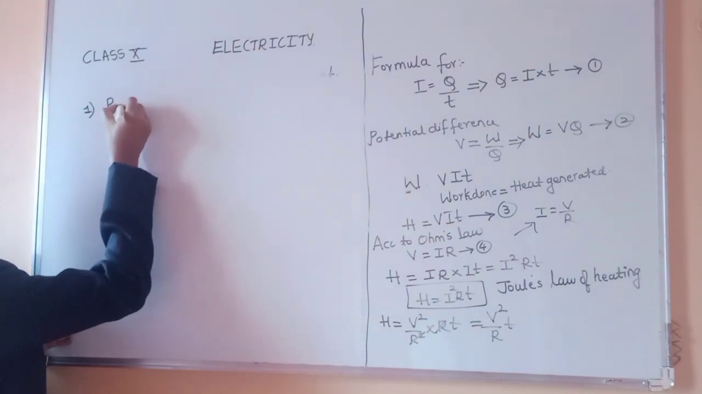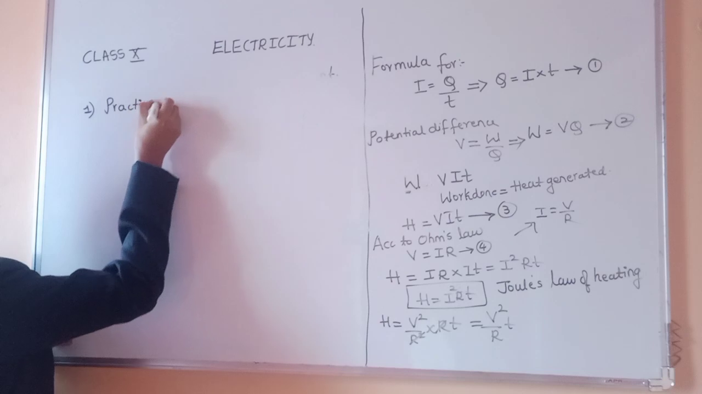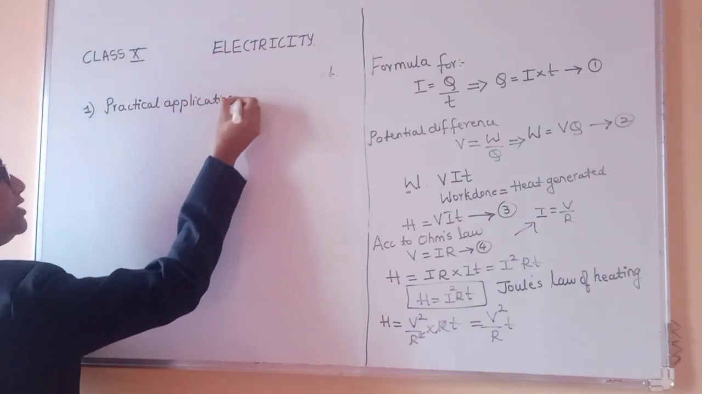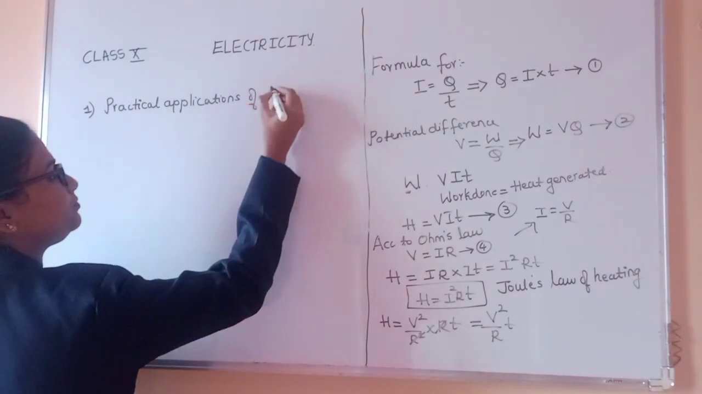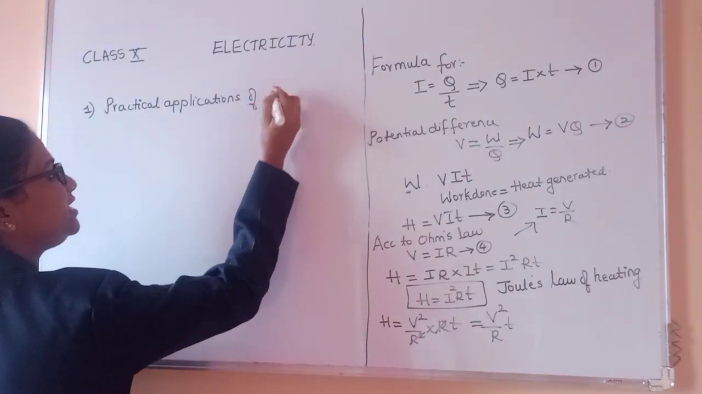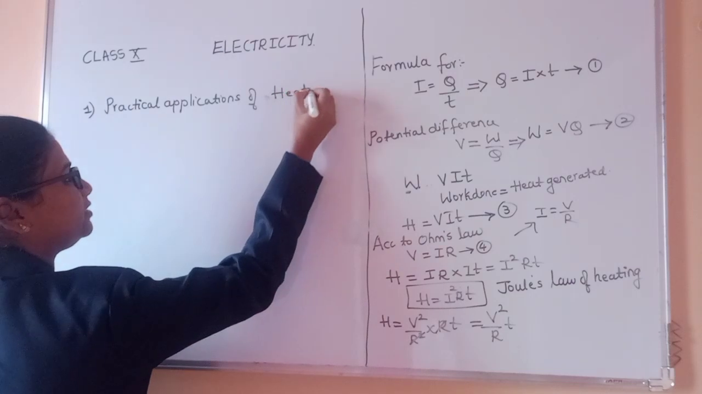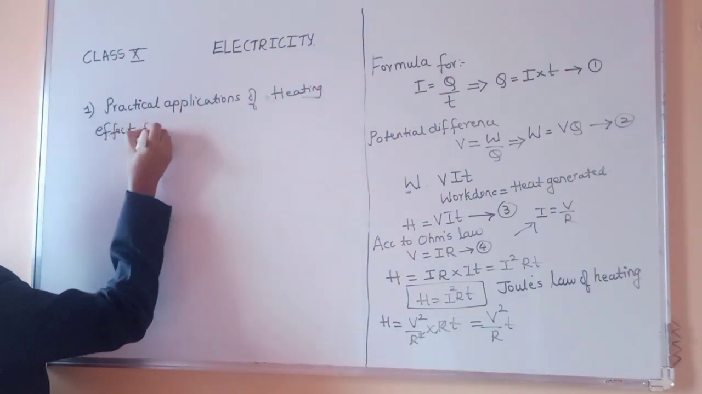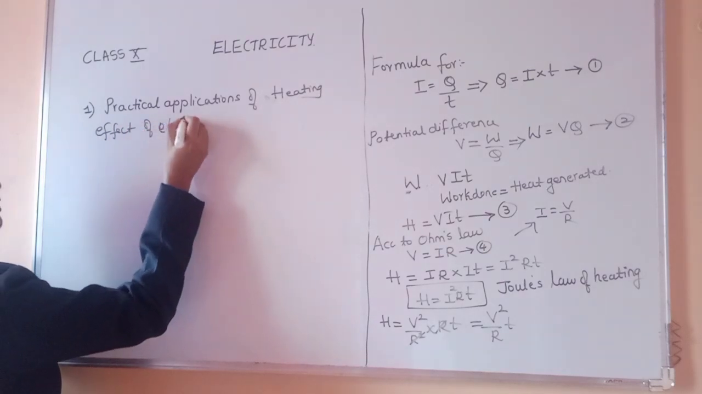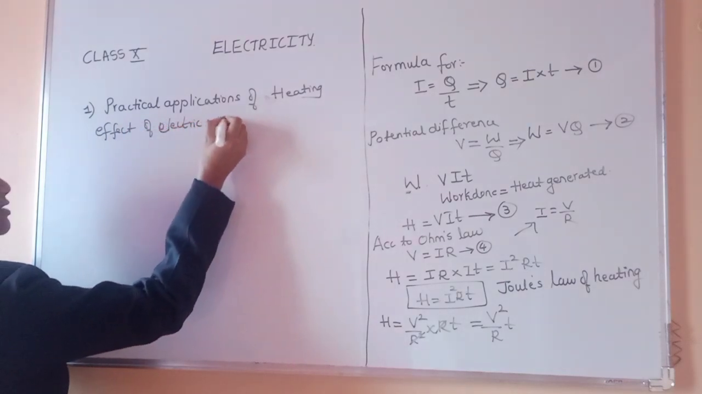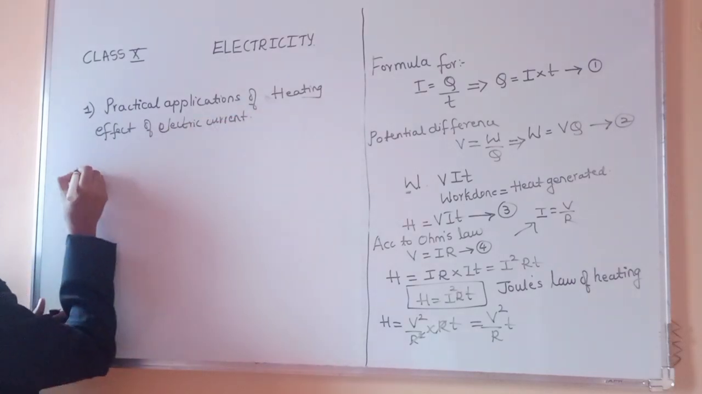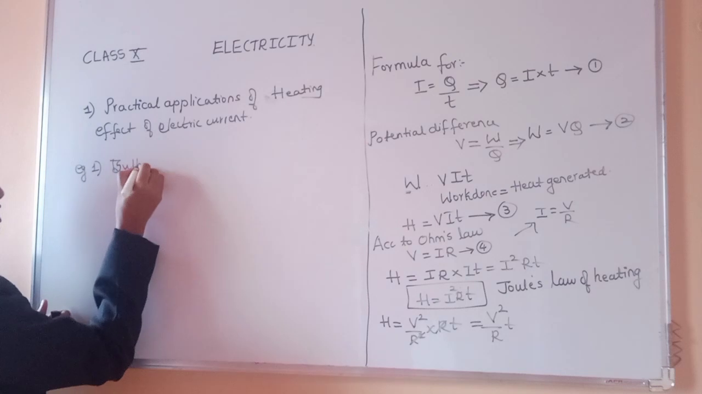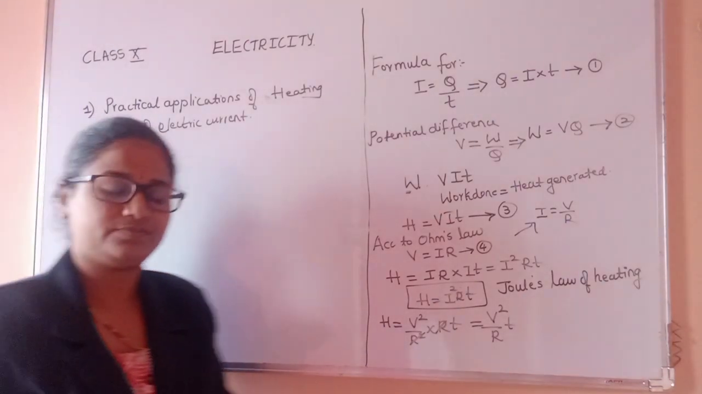So these are practical applications of the heating effect of electric current. Here, what happens, guys? Let us consider example number 1 as a bulb. So we know that the bulb, okay?